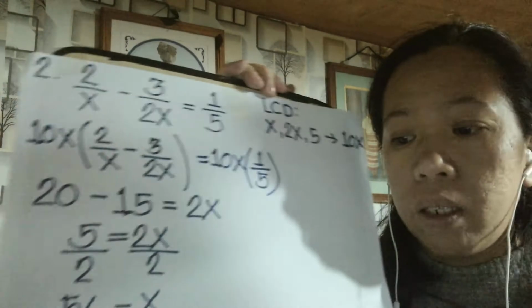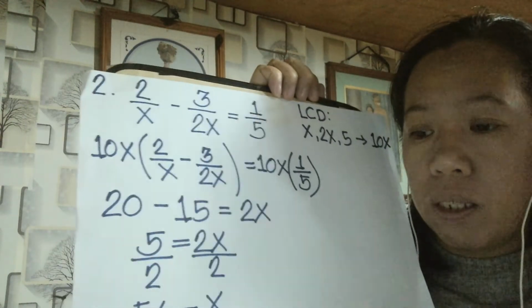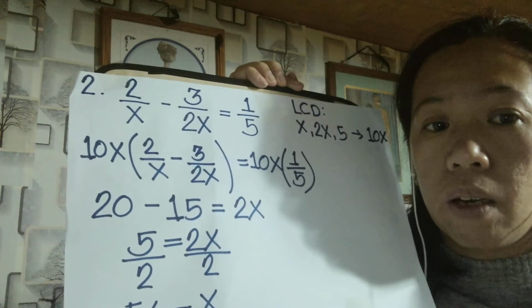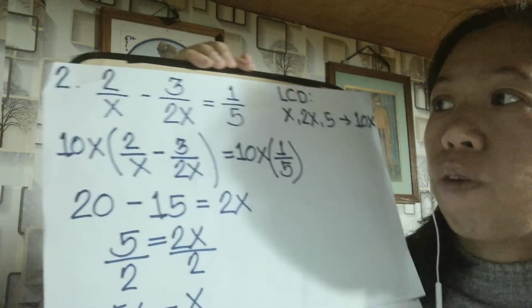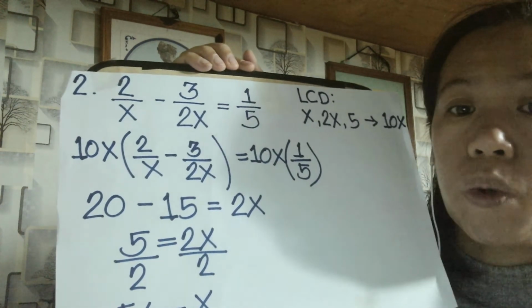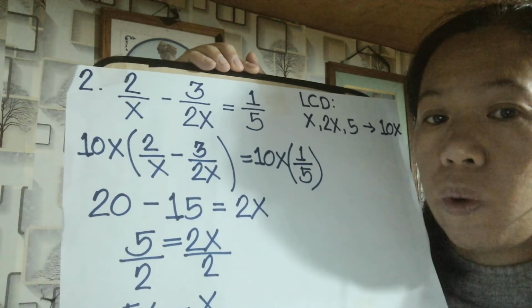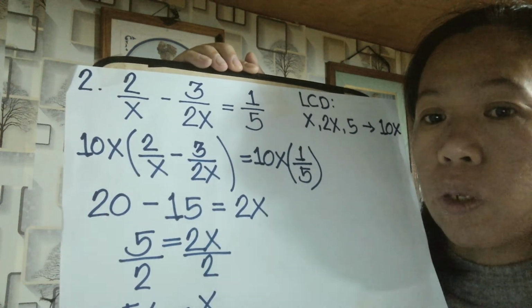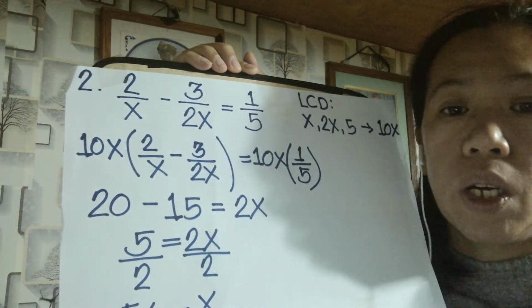Okay, so let's have another example of solving a rational equation with this given: 2 over x minus 3 over 2x is equal to 1/5. So the given denominators are x, 2x, and 5. So what would be the LCD of this set of denominators?